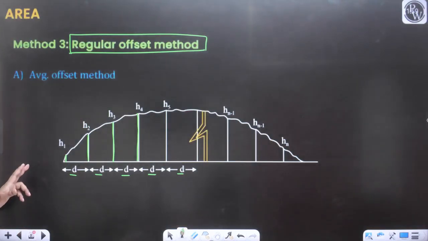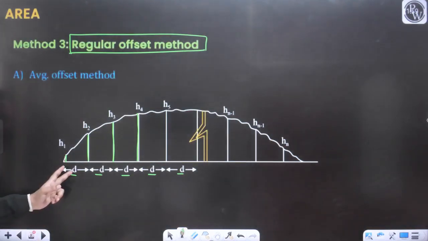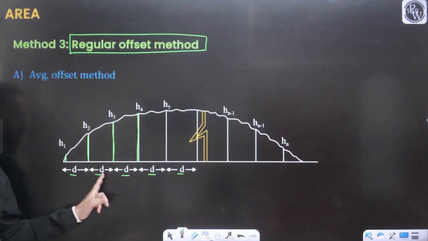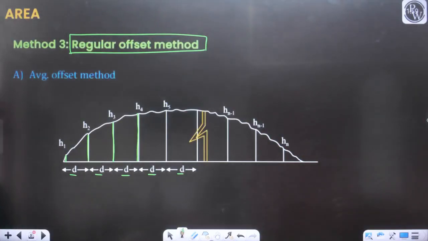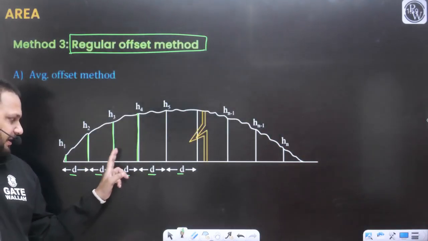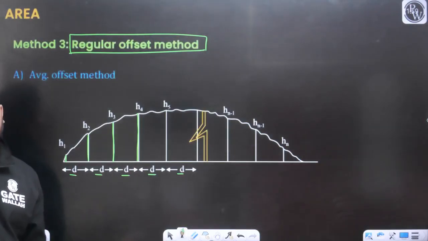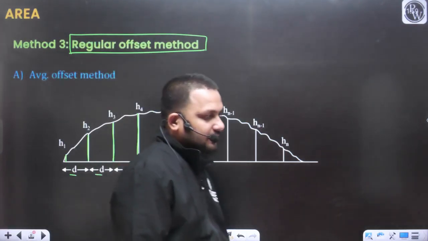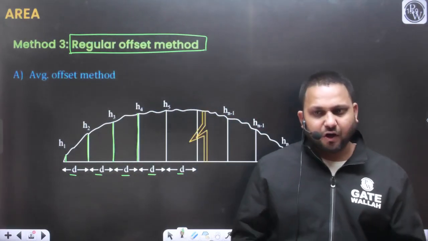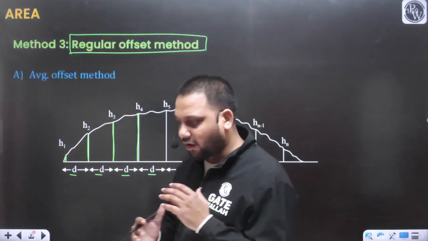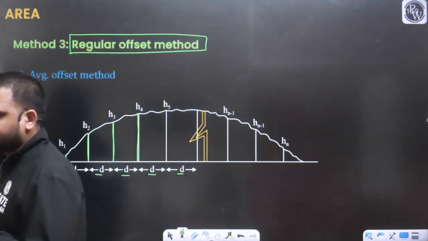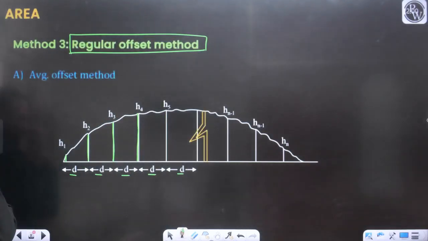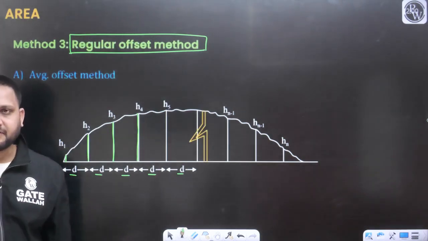What is the distance between the first and second offset? That is D. What is the distance between the second and third offset? Again the distance is D. That's why we are saying this is the regular offset method. Whatever offsets we have considered, all the offsets are at a regular interval.